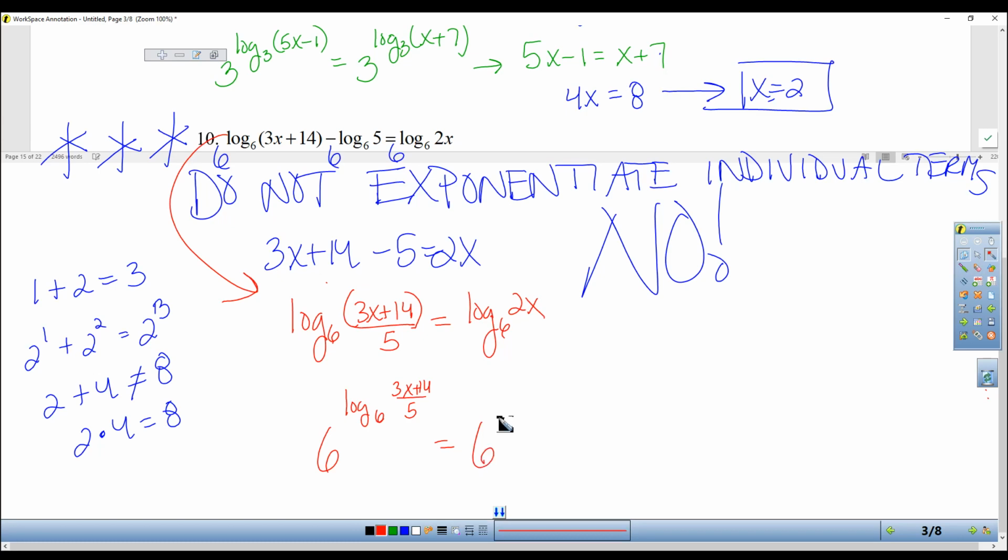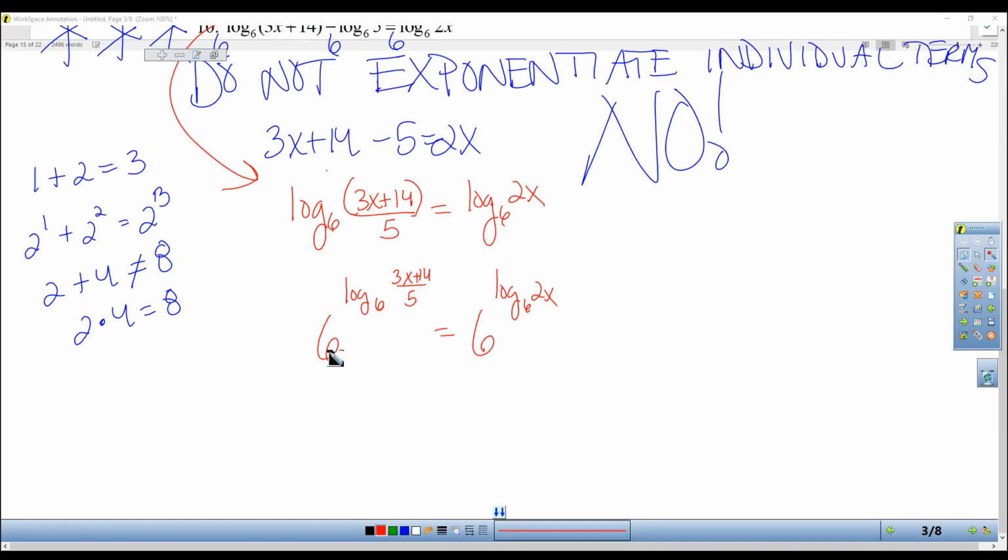Is equal to 6 to the log base 6 of 2x. The base 6 and the log base 6 cancel each other out, and I get (3x plus 14)/5. And on this side, the log base 6 and the exponent base 6 cancel each other out, and I get 2x. Now, this is still a hard problem because it has a fraction in it, so our first step is going to be to clear that fraction.